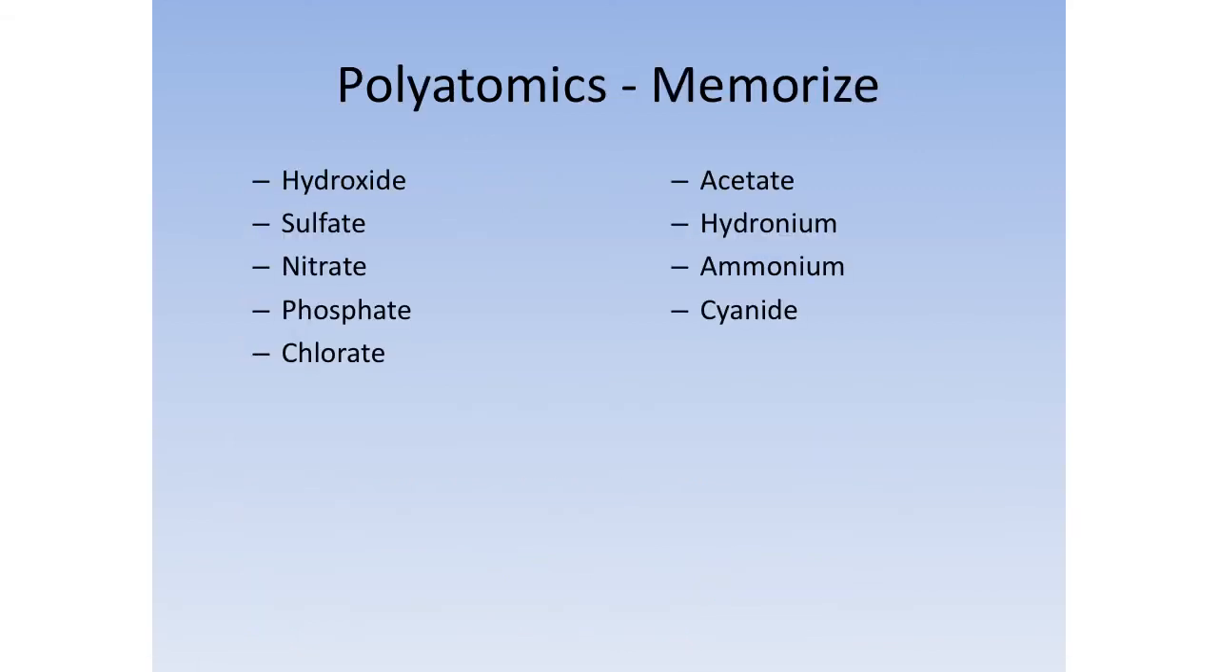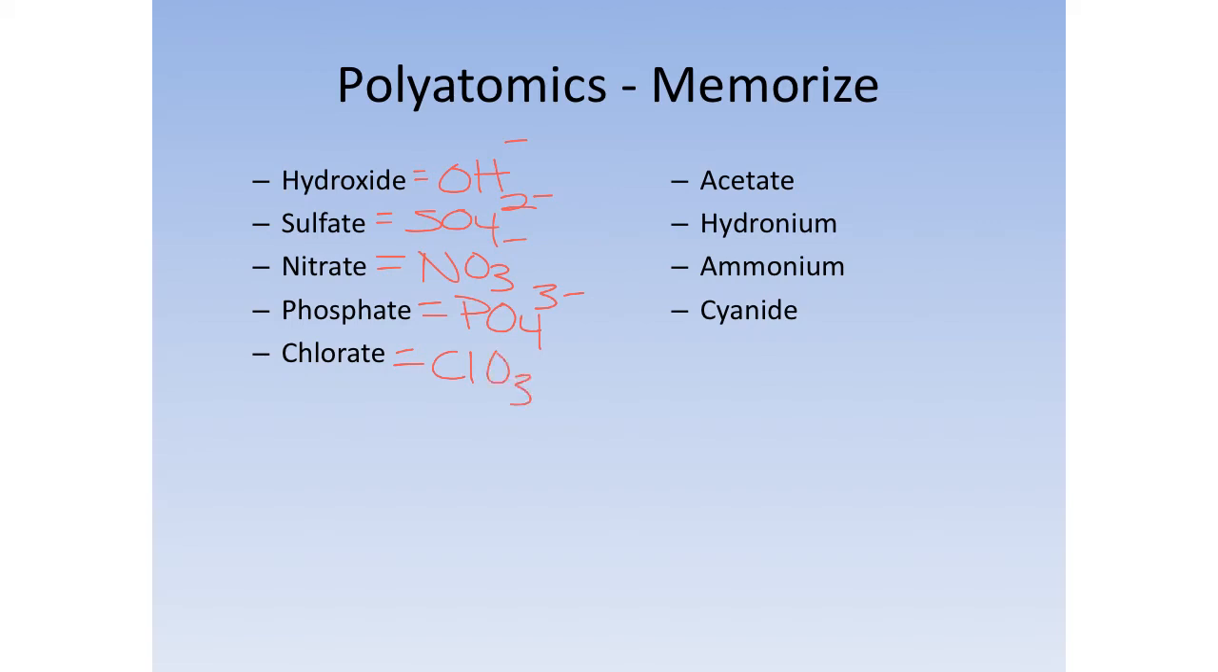So really the only polyatomics that we need to memorize are these ones here. Hydroxide, OH minus, signifies we have a base. Sulfate, SO4 with a minus 2 charge. Nitrate, NO3 minus 1. Phosphate, PO4 minus 3.